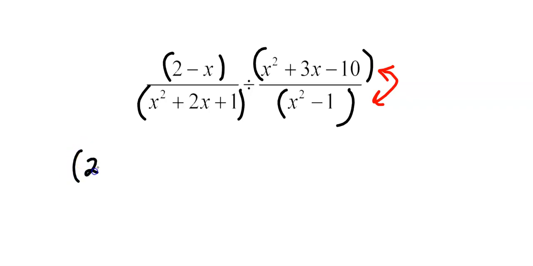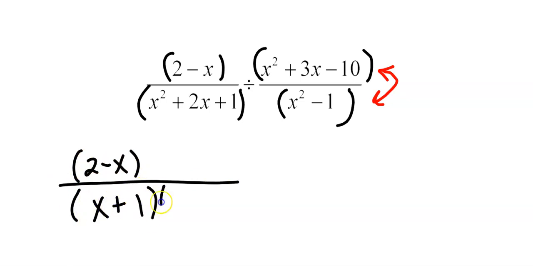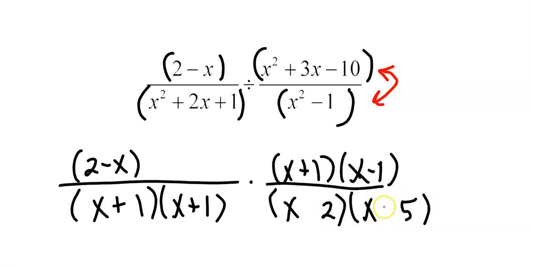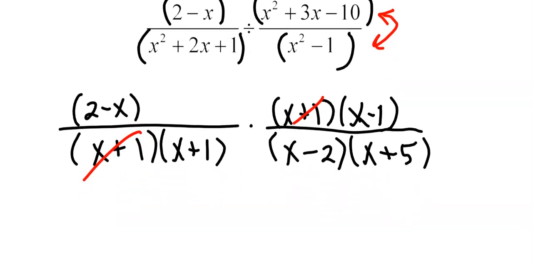So on top of the left, you have 2 minus x. Here you have x plus 1 times x plus 1. And then times, and up top, you're going to have x plus 1 times x minus 1 when you factor difference of squares there. And if you put this down low, that's going to be x and x, hopefully this factors, 5 and 2. The bigger number's positive, there we go. Okay, let's cancel out anything we can. So maybe you see x plus 1, that's nice. No x minus 1, but I'm really close.